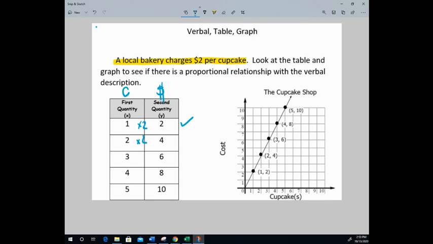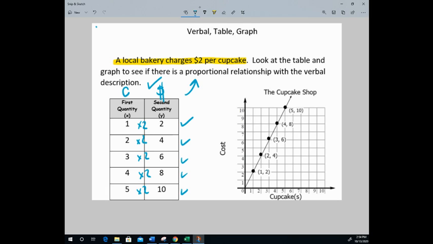So if we had 2 cupcakes, we would be charged $4. 3 times 2 is 6. 4 times 2 is 8, and 5 times 2 is 10. So all of these have the same constant of proportionality of multiplying by 2. Therefore, this is proportional and it matches up with our verbal description.